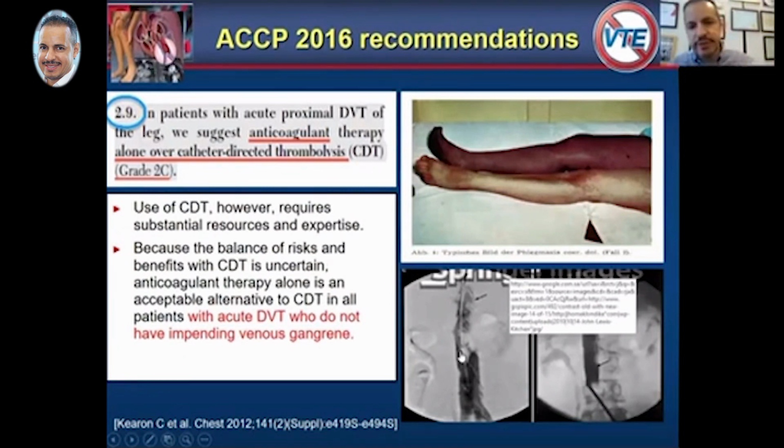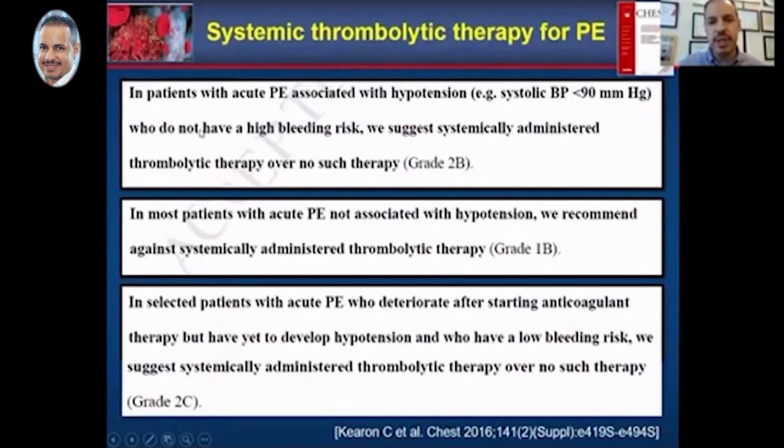If it is provoked, you need to treat for 3 months. If it is unprovoked, extended. It has no relation with the duration of anticoagulation. This is for a PE. If you have a PE with hypotension, systemic hypotension, i.e. systolic blood pressure less than 90, you need to use thrombolytic therapy.